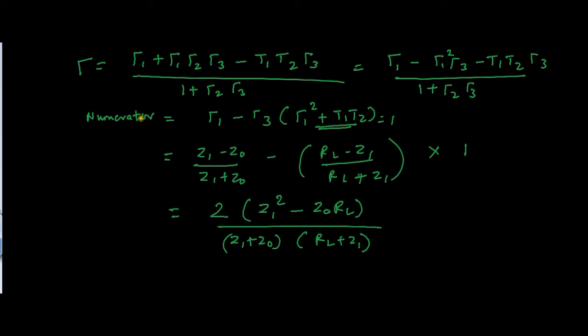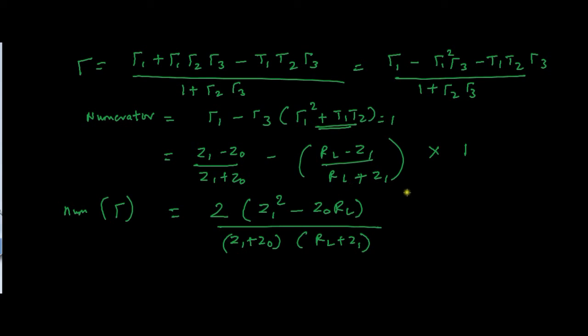Note that we are just dealing with the numerator of this total reflection coefficient. So after simplifying this equation, we'll end up with this, that is 2 times Z1 square minus Z0 RL upon Z1 plus Z0 and RL plus Z1. So this is the numerator of total reflection coefficient, which we found out by adding all those 4 cases. Okay, so this is of vital importance to us.